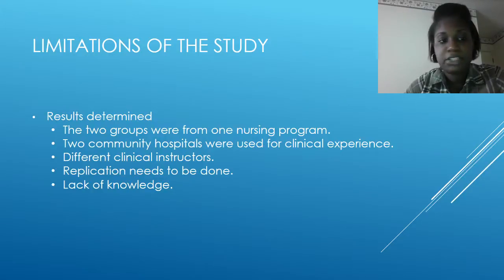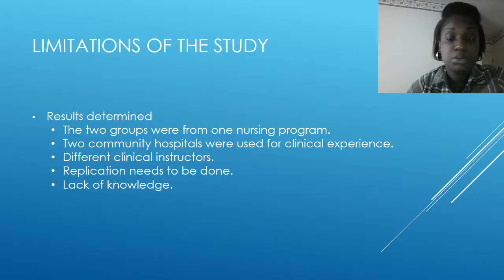So let's talk about the limitations of the study. There were a few as part of this study. There were 2 groups used from 1 nursing program. There were only 2 community hospitals used. There were different clinical instructors, so there could have been a bias, or medication errors weren't written down correctly on the surveys. Replication does need to be done, and there was a lack of knowledge. Replication needs to be done due to the small sample size and only one nursing program being used.